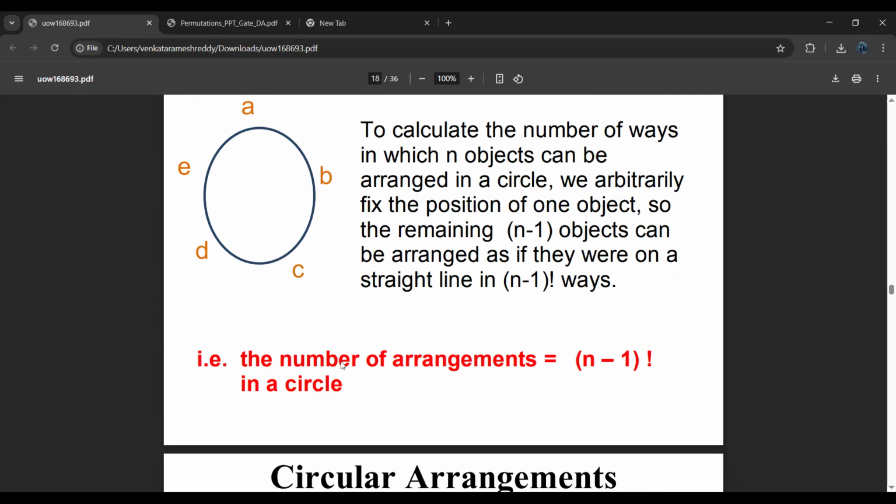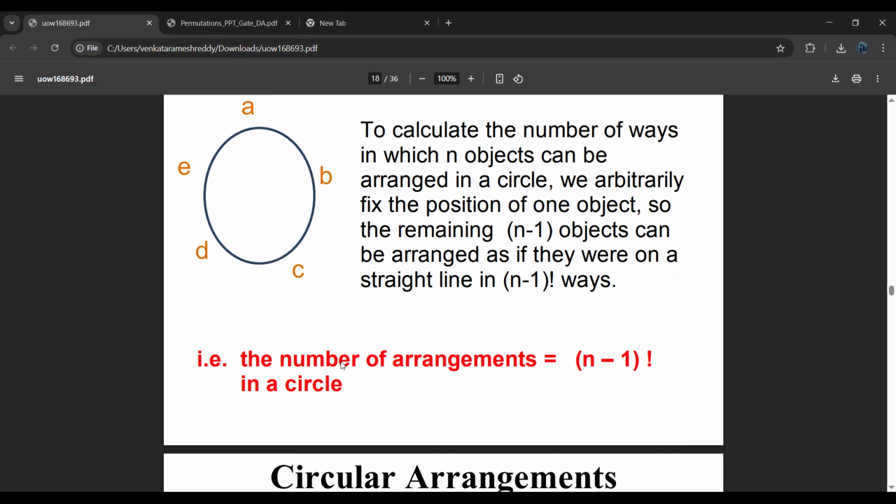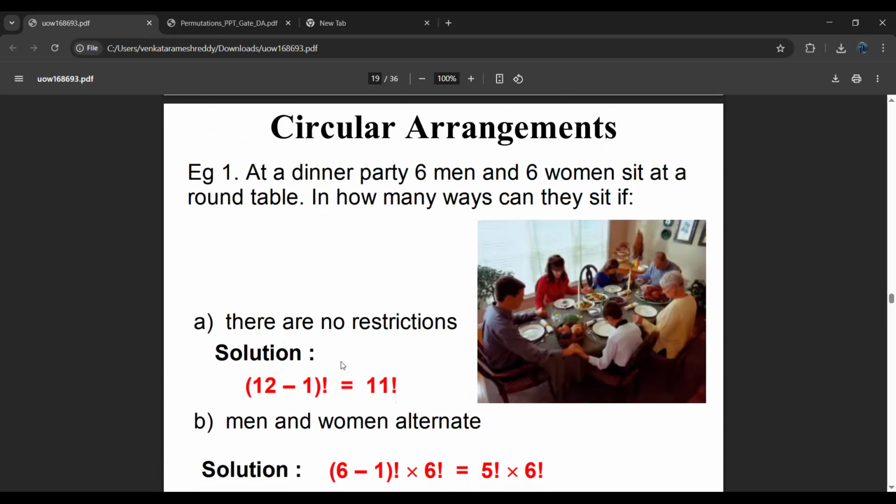So for circular arrangements, if you want to calculate the number of ways in which we can arrange n objects in a circle, we have the formula (n minus 1) factorial. If they ask how many ways we can arrange these objects in a circular way, we have to take (n minus 1) whole factorial ways. Those are the number of arrangements that can be done in a circle. That is the formula. Next one, circular arrangement.